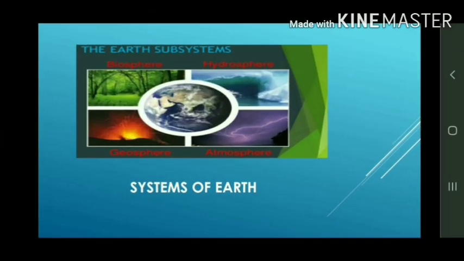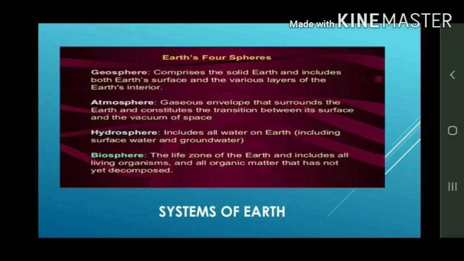Discuss the Earth subsystem or the systems of Earth. Earth's four spheres include Geosphere, Atmosphere, Hydrosphere, and Biosphere. The Geosphere comprises the solid Earth and includes both Earth's surface and the various layers of the Earth's interior. The Atmosphere is the gaseous envelope that surrounds the Earth and constitutes the transition between its surface and the vacuum of space.